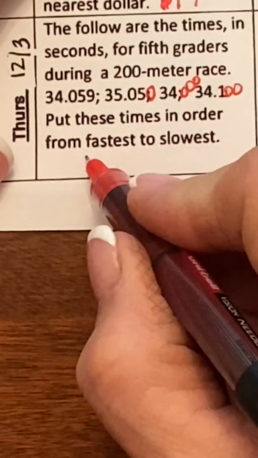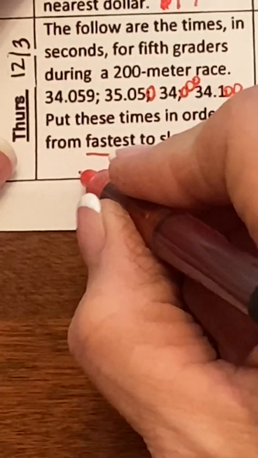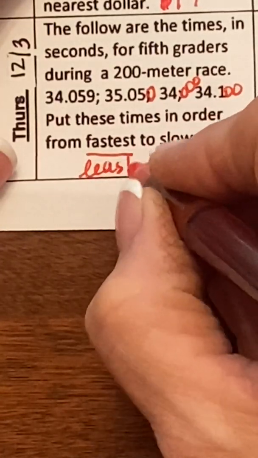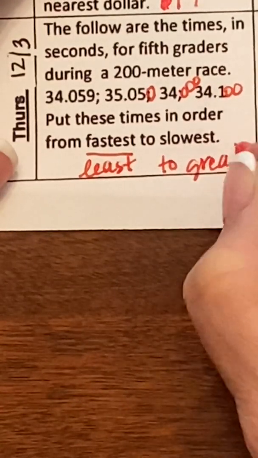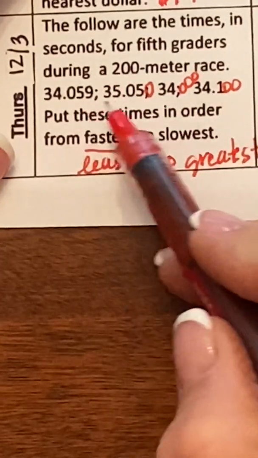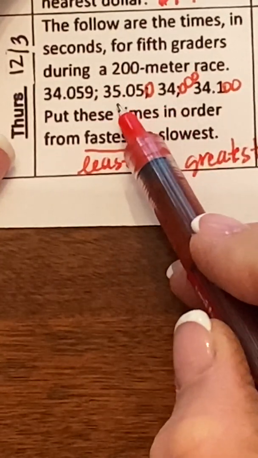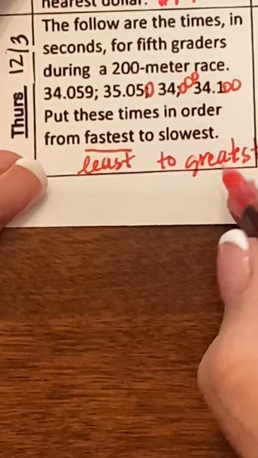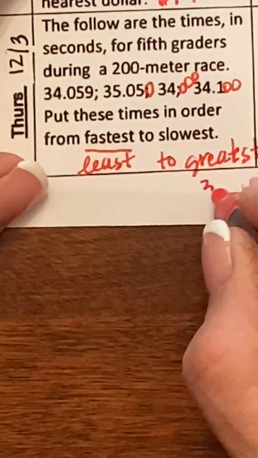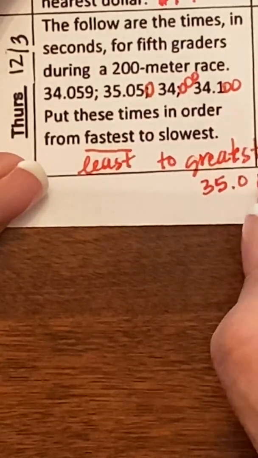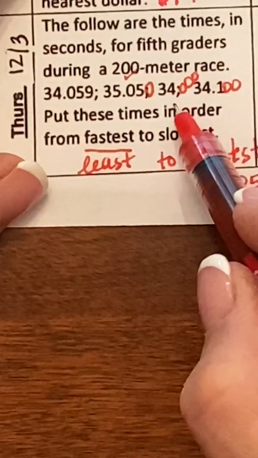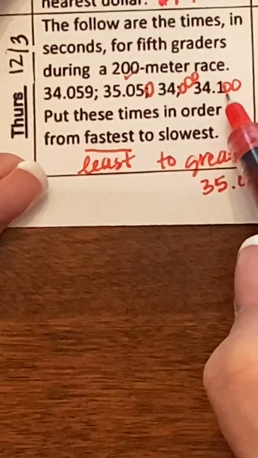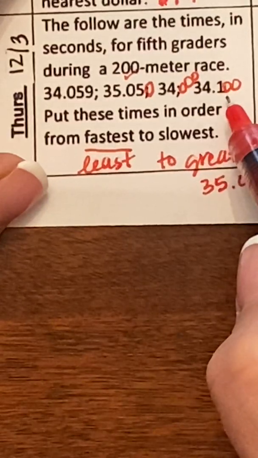So the fastest would be the least amount of time. So we're going from the least to the greatest. So which one of these numbers is the least? 34, 35. Okay, so we know that this one is already going to be the greatest, right? So let's put it back in its original form. So we've gotten rid of that one.